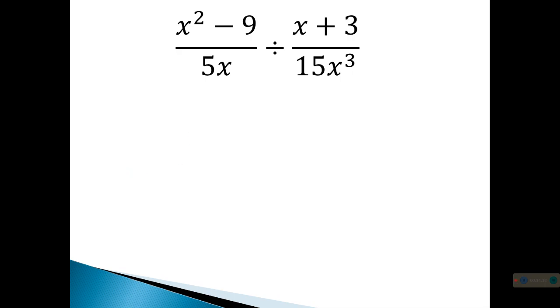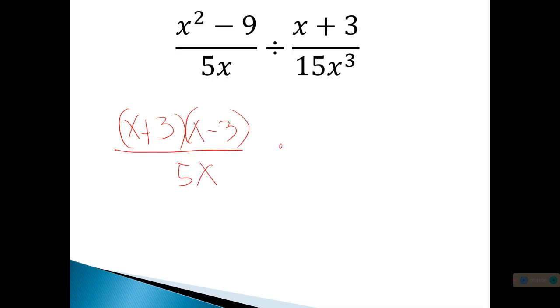Let us solve this one. So, we have x squared minus 9. The factors are x plus 3 times x minus 3 over 5x times, okay, flip the second fraction. So, you will have here 15x cubed over x plus 3. Cancel out the common factors. So, we have here x plus 3 will become 1.